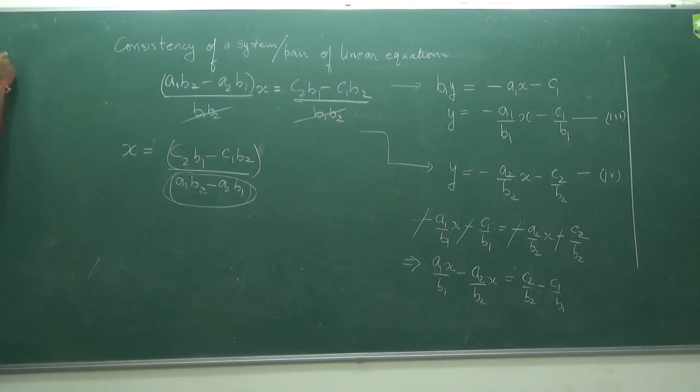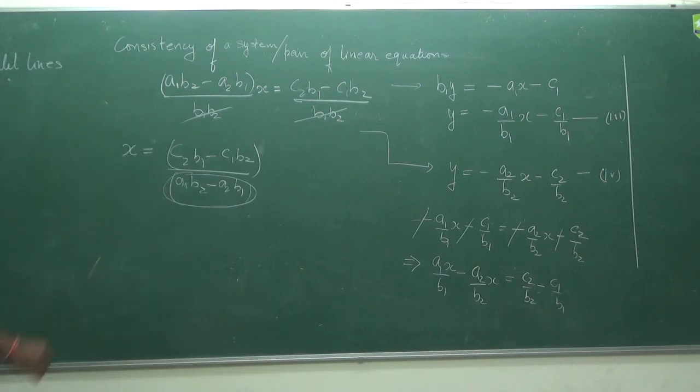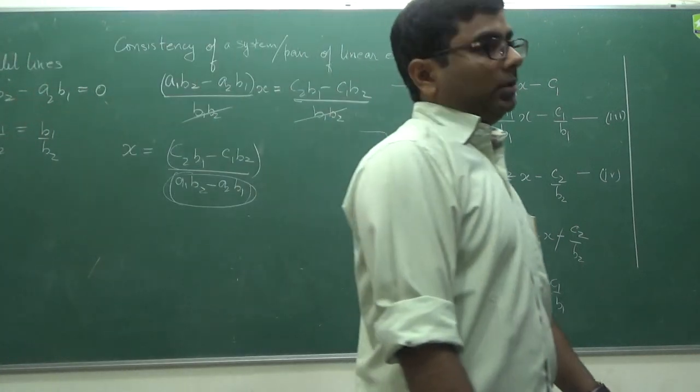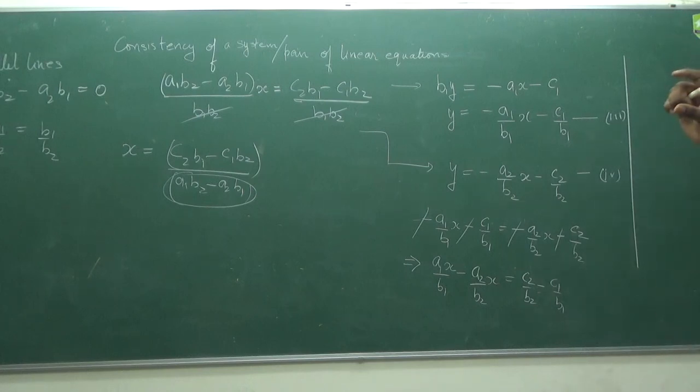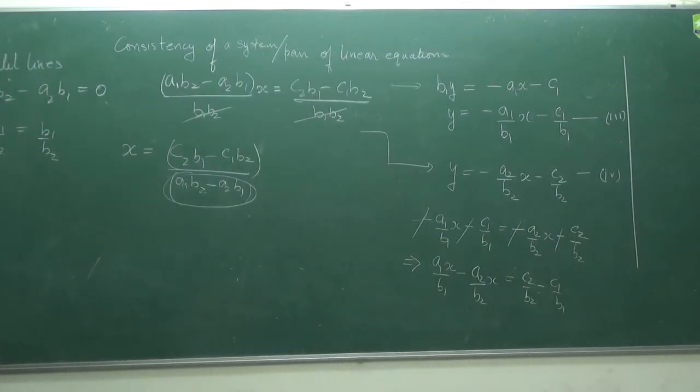For parallel lines, which two lines? The two lines which I started with, you guys didn't write. So for those two parallel lines, what is the condition? A1 B2 minus A2 B1 must be equal to zero. What does that mean? If you rearrange it, you will get A1 by A2 is equal to B1 by B2. If the ratios A1 by A2 and B1 by B2 are the same, then they will be parallel.